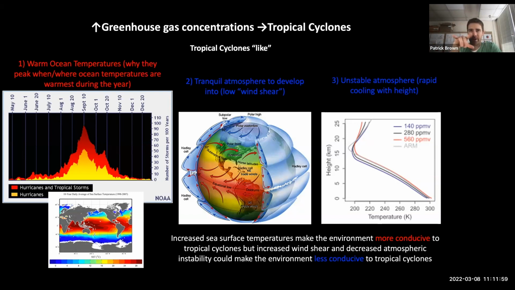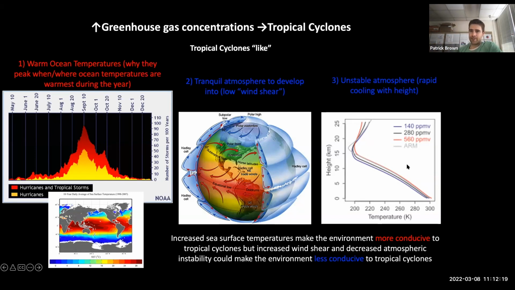So we actually think, or modeling shows, that wind shear, at least in the Atlantic, should increase under climate change, under global warming. And so that would be something that might make it a less conducive environment for tropical cyclones.